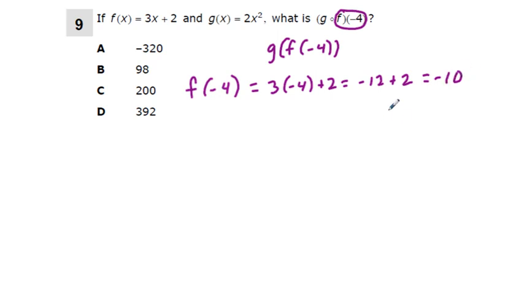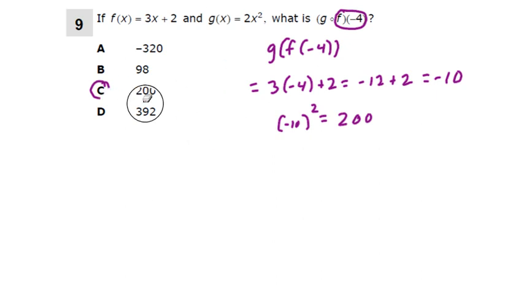So now we're going to find g of -10, which equals 2 times -10 squared. -10 squared is 100. So we have 2 times 100, which is 200. So our correct answer, number 9, is C. Okay, I'm just going to leave that there.